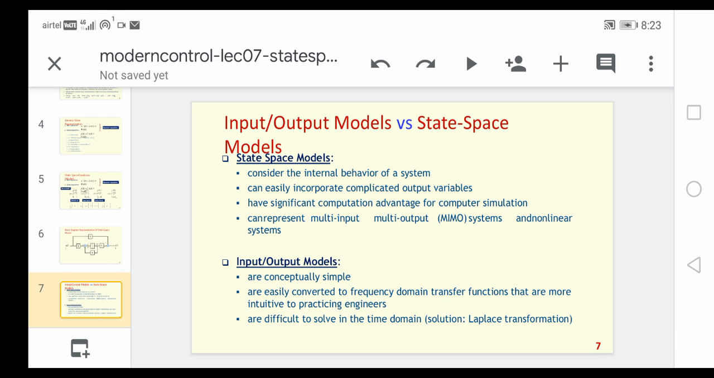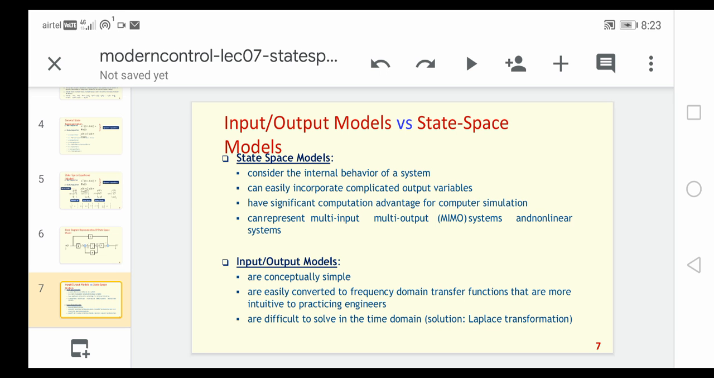This is the concept of input-output models versus state space models. Input-output models are nothing but the transfer function model, versus the state space model. What does state space model mean, and what is the comparison between state space analysis and transfer function analysis?